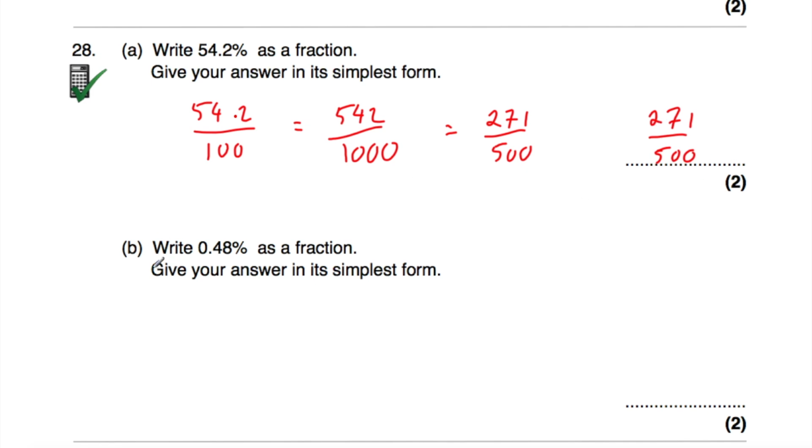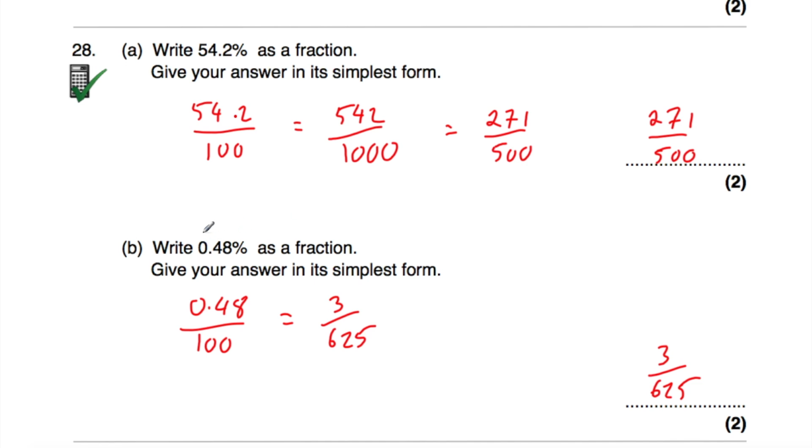Okay, part B. Part B says to write 0.48% as a fraction and to give our answer in its simplest form. So again, we know that it's 0.48 out of 100. So we can just type this into our calculator. We can press the fraction button, type 0.48 on the numerator and 100 on the denominator, and press equals, and it tells us that's equal to 3 over 625. So that's 3 625ths, and that's it.